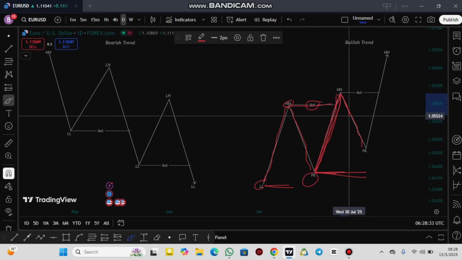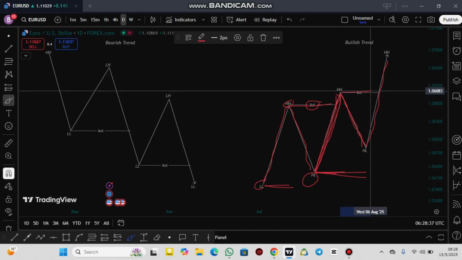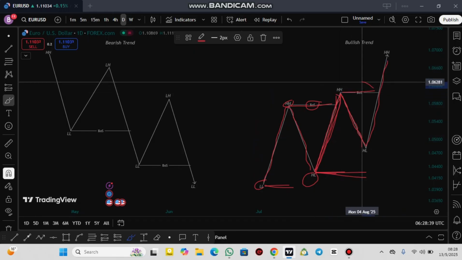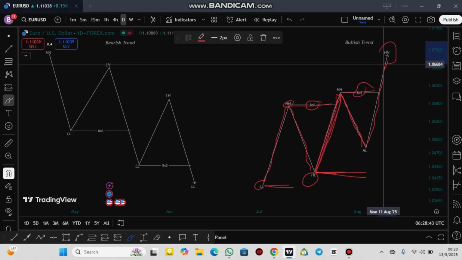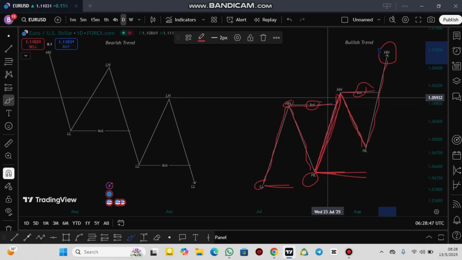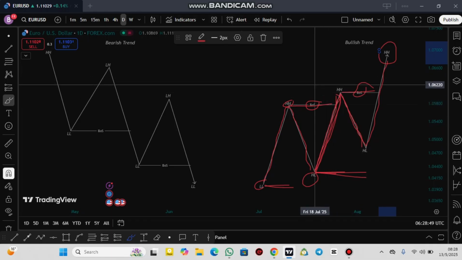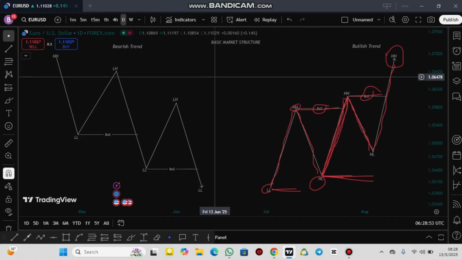So you want to see price respect the low and violate the high. And in violating the high, price gives you a new break of structure and a new higher price input. Right. So this is how you identify a bullish trend and how you identify a bearish trend.